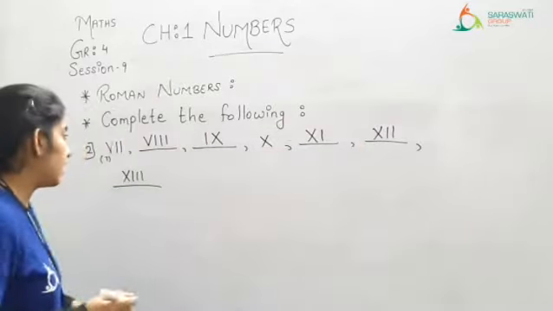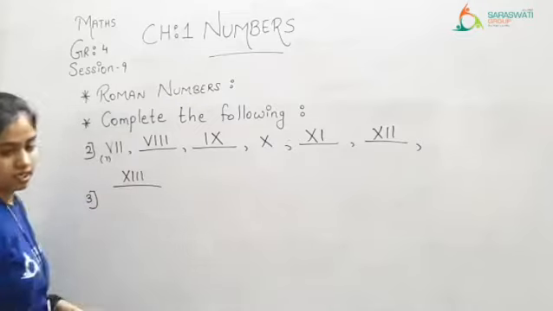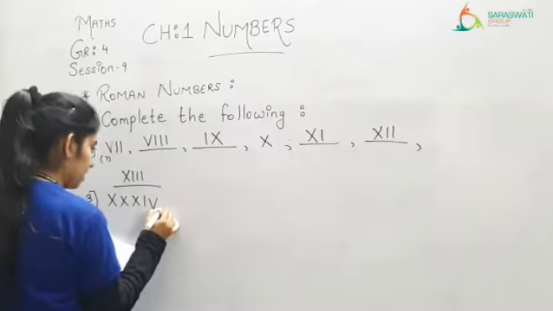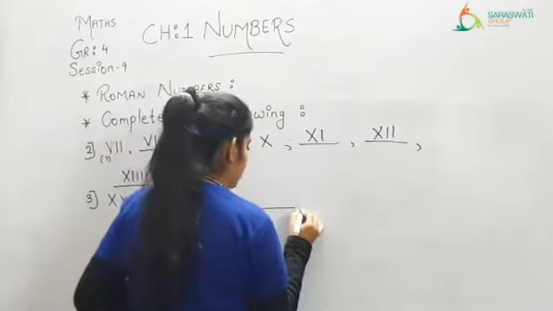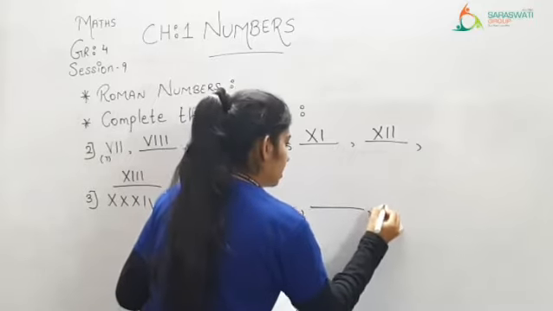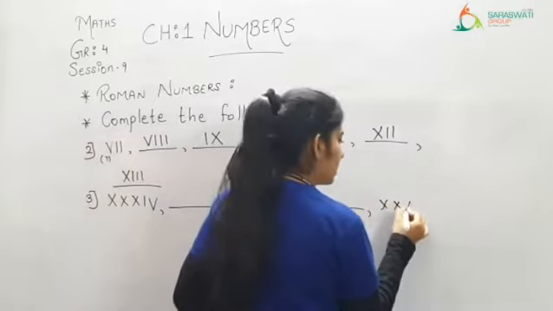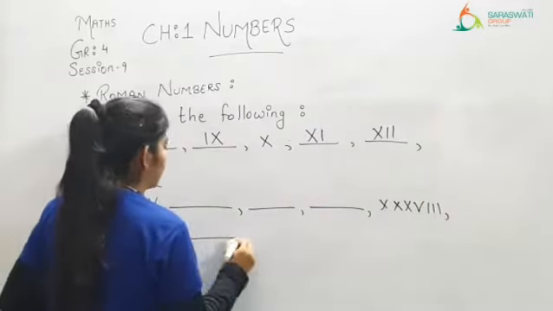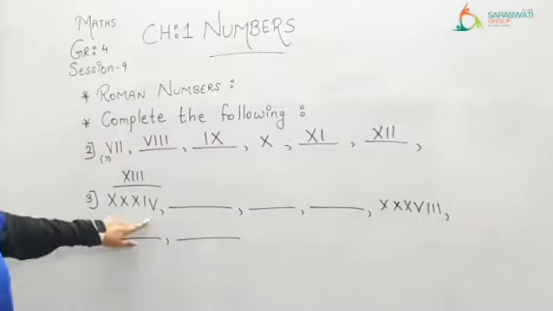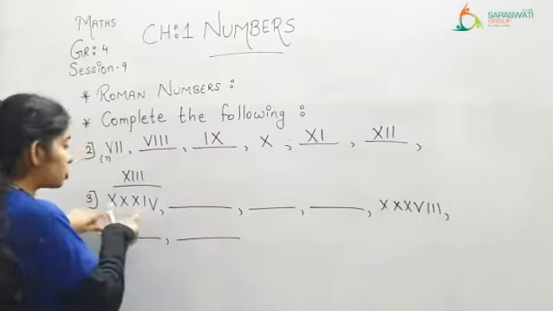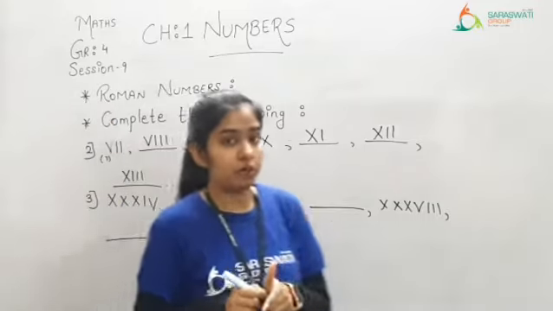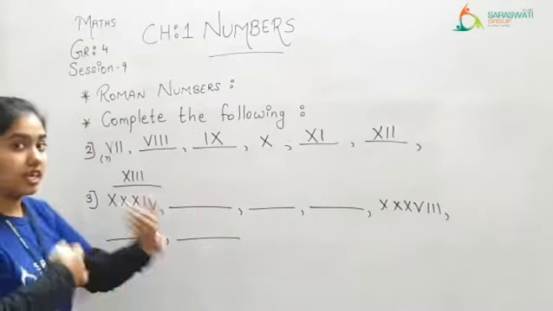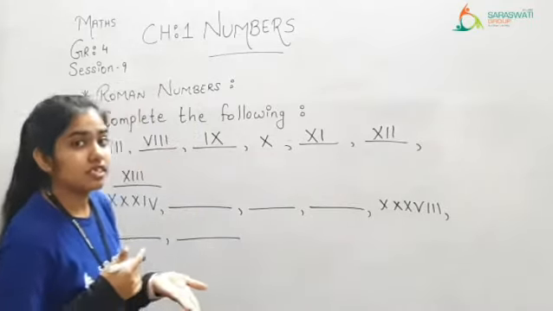Now let's see the next one. That is 3 times X, I, V, then 3 blanks, then again 3 times X, V, 3 times I. Now blank and blank. So students, first we have to see which number this is. For that we know we will see the value for each one, then add them and we will get the number, right?